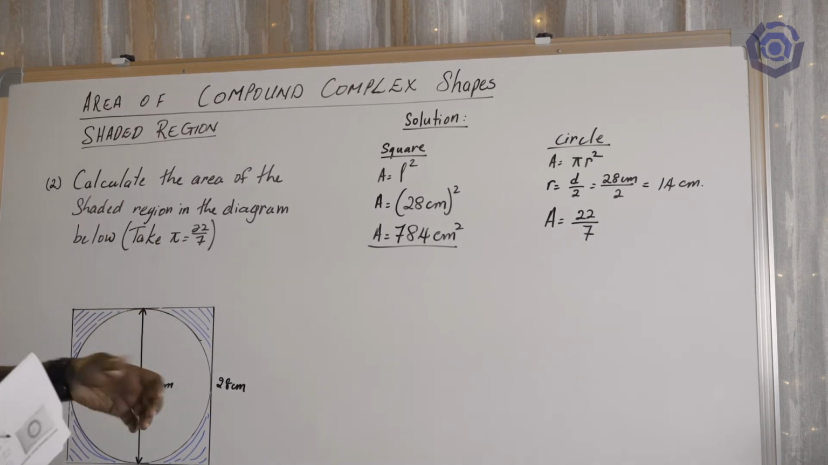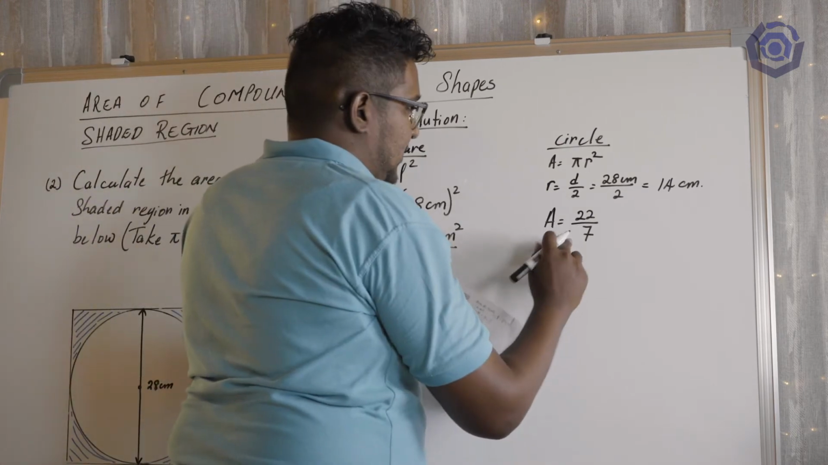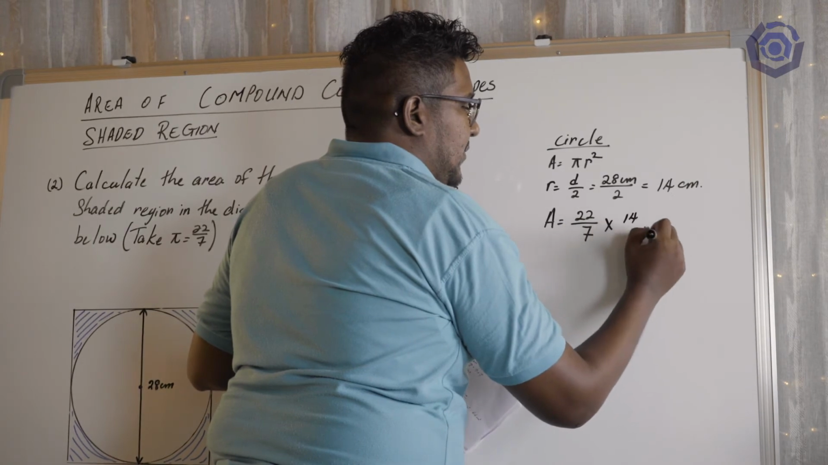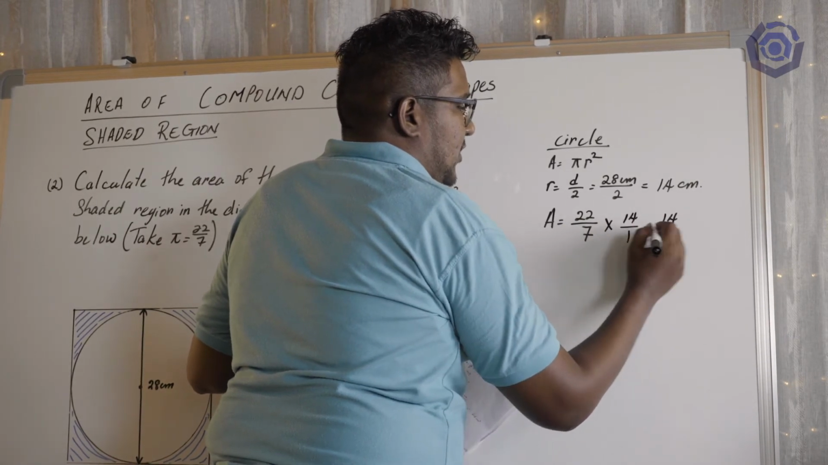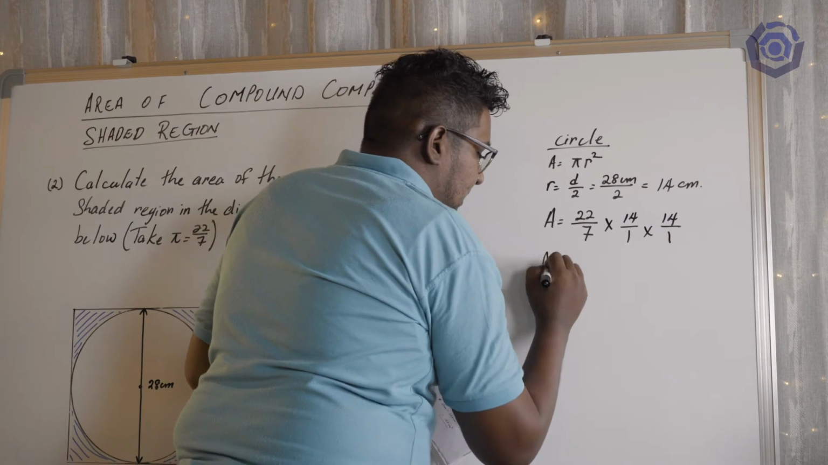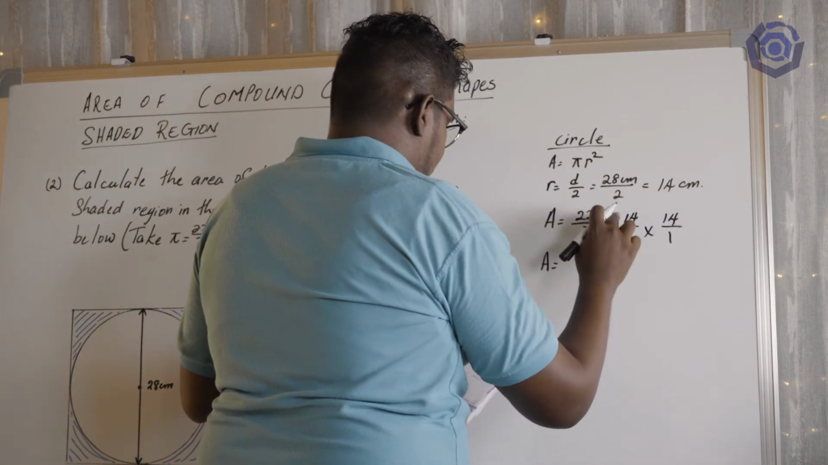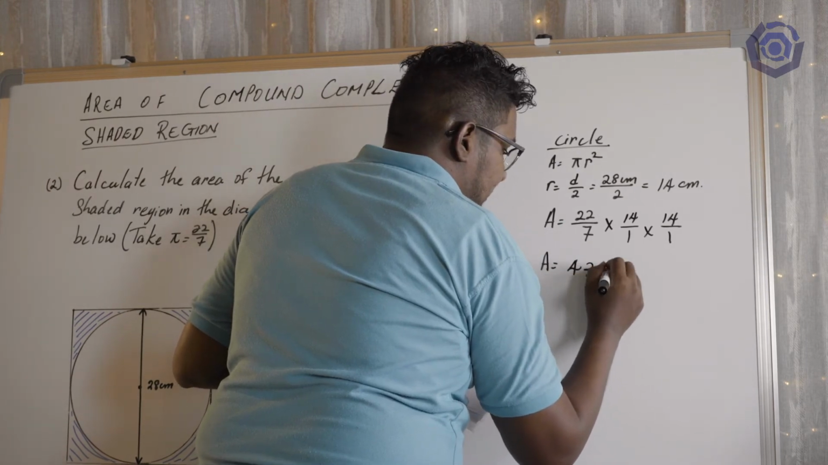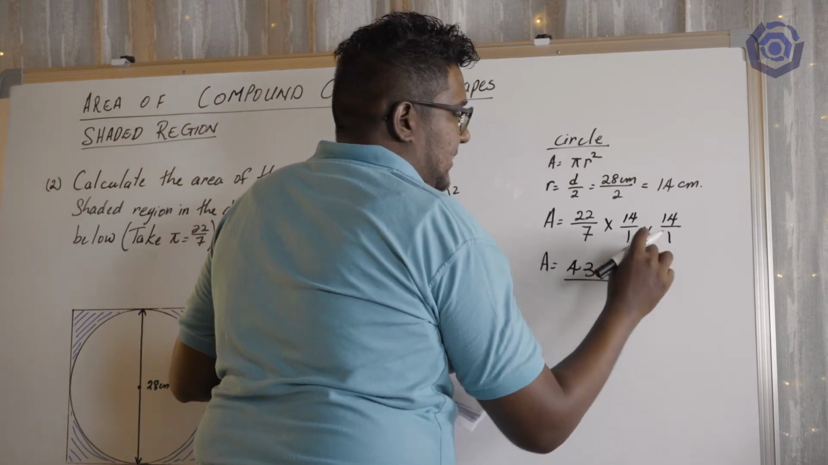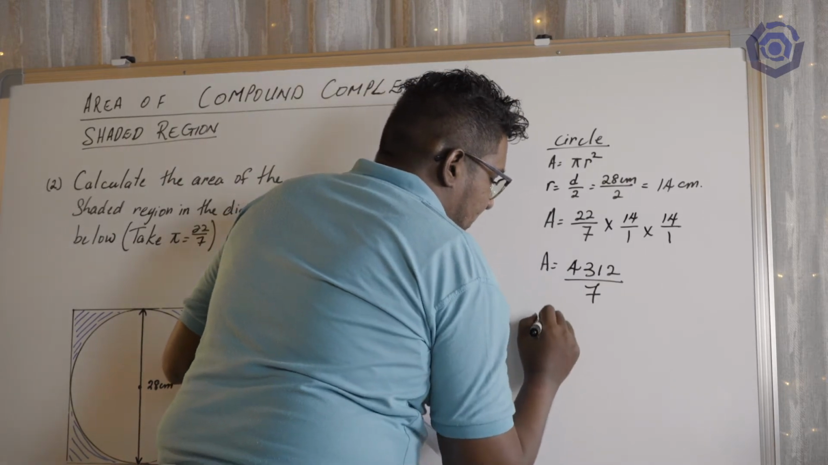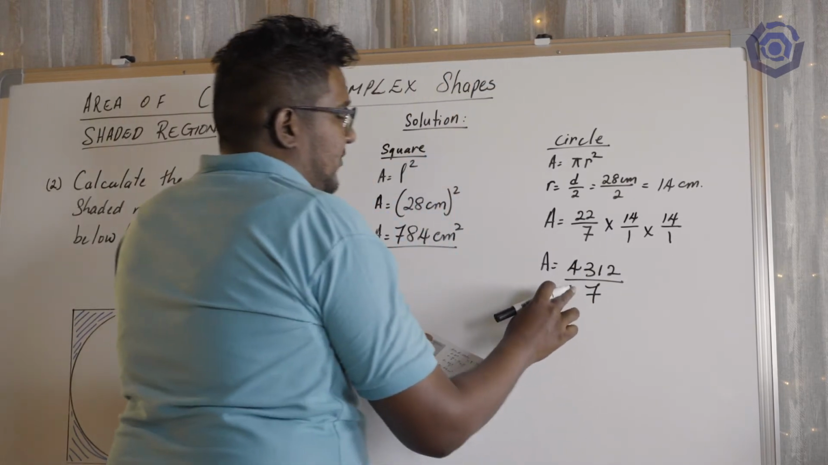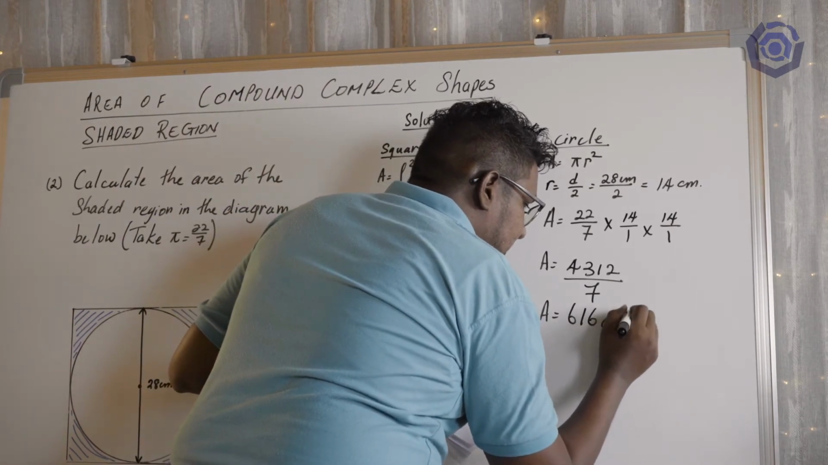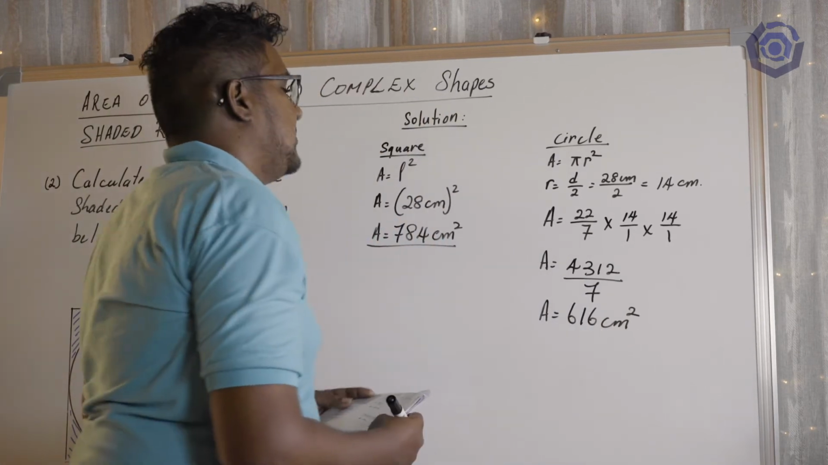So they told us what to use. So A equals pi r squared, which is 22 over 7 multiplied by 14 multiplied by 14. Put them over 1 to make them fractions. A equals 22 times 14 times 14, and that's going to give me 4,312 divided by 7 times 1 times 1, which is 7. A equals, when we divide 4,312 by 7, 616 cm squared. Remember our unit is cm squared.